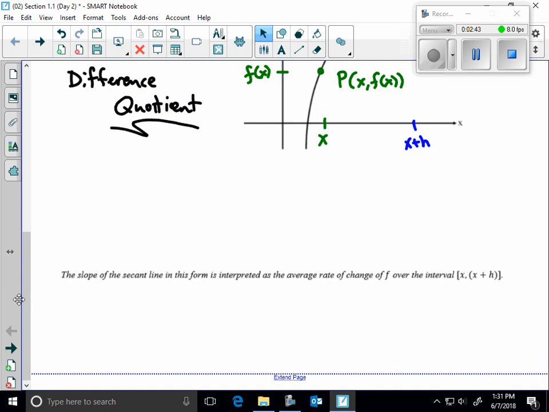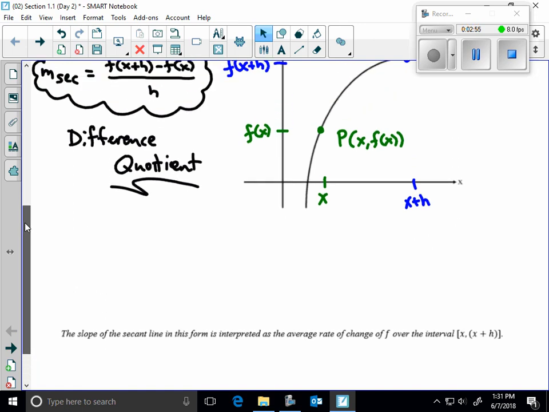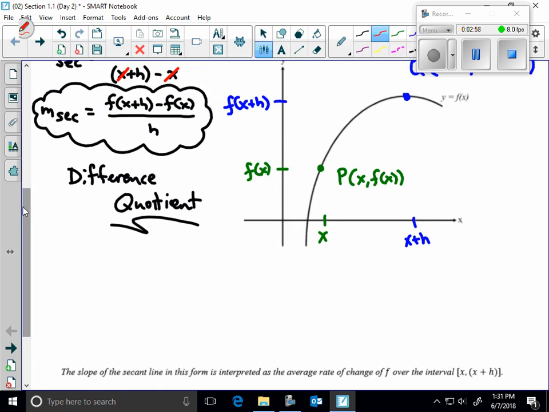Now, just interpreting this, the slope of the secant line in this form is interpreted as the average rate of change over that interval x to x plus h. So it is the average rate of change. So let's look at that for a moment. Of all the slopes along this curve, that is the average slope on that interval. All right, let's look at the other alternate form.